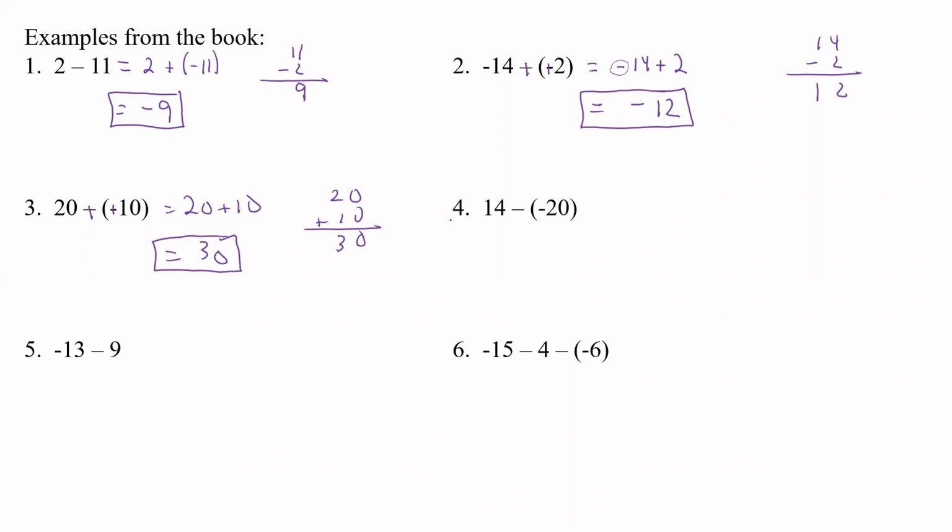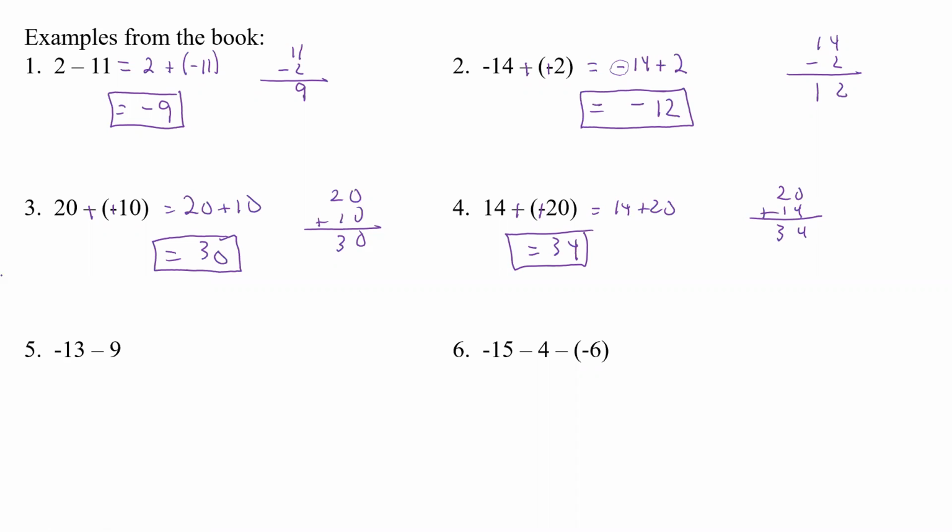All right, so the next one sort of looks like that one. It looks like we're going to have a negative, negative, so that becomes positive. So we're going to have 14 plus 20. And again, you want to go ahead and line them up. We can. That's a 4, that's a 3. So we get 34. And both of them are positive, so our final answer is also positive.